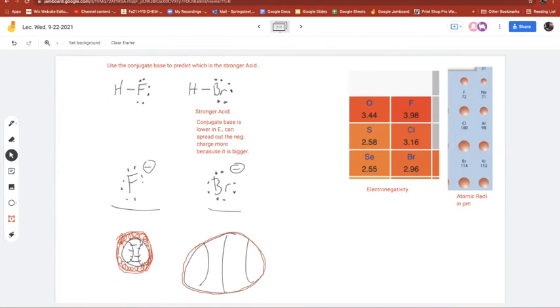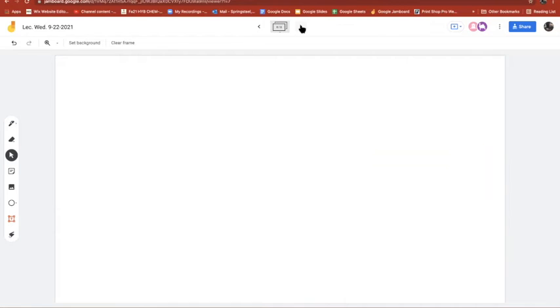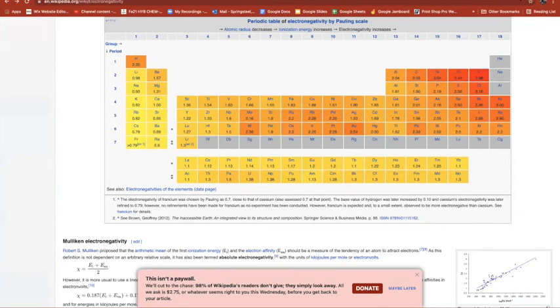All right, so let me show you this trend. A big part of what we're doing is electronegativity and size of atoms. So let's look at periodic table trends. I showed you this a little bit before. I think at one point I did. But now I'll show you more.